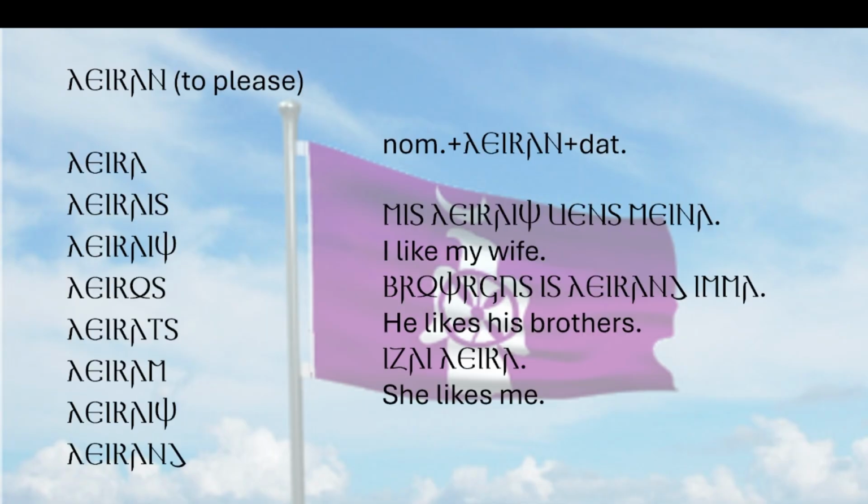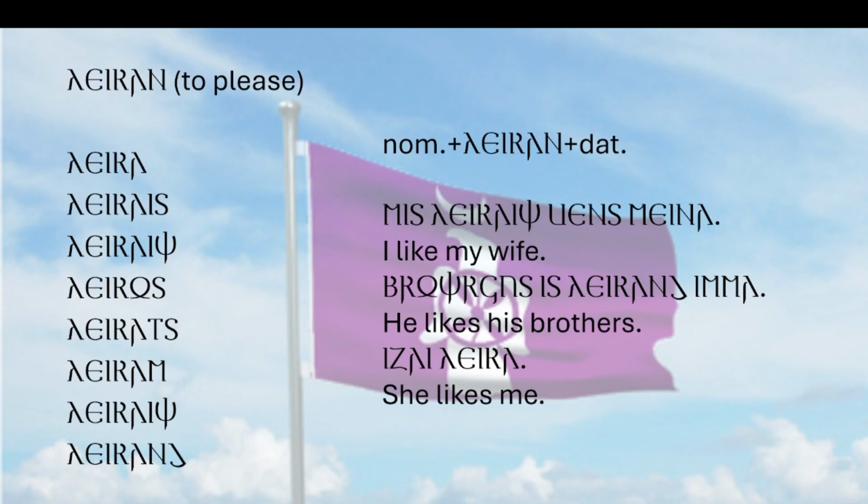The first thing we're going to learn today is the verb 𝐿ikan, meaning to please. This is the verb we're going to use in order to say liking something, or literally something pleasing us. Conjugations: 𝐿ika, I please; 𝐿ikes, you please; 𝐿ikes, he, she, or it pleases; 𝐿ikos, the two of us please; 𝐿ikats, the two of you please; 𝐿ikam, we please; 𝐿ikes, you please; 𝐿ikant, they please.